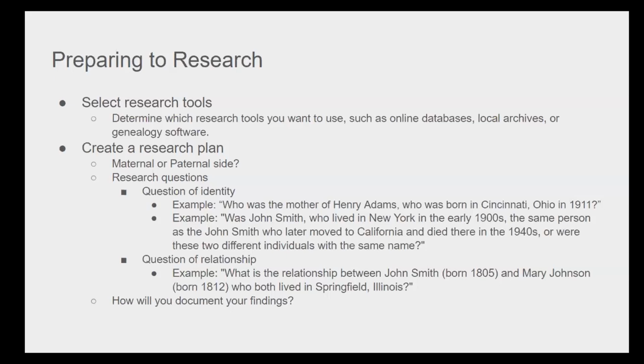And investigating further seeks to establish the precise relationship, whether they were siblings or cousins, spouses, or even if there was no familial connection. So answering this relationship question would involve examining various sources, again, like censuses, birth, marriage, and death certificates, or other pertinent documents. But as you begin to develop your research questions and dive in, it's also important to determine how you would like to organize your research and document your findings.